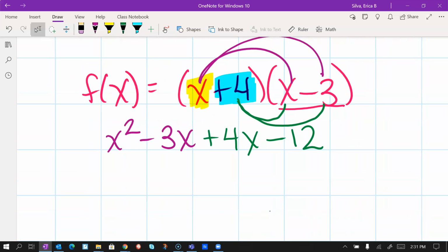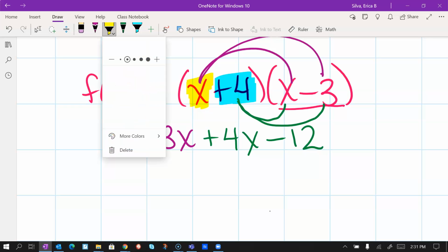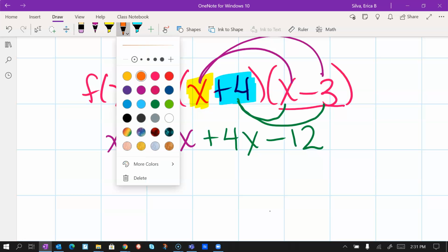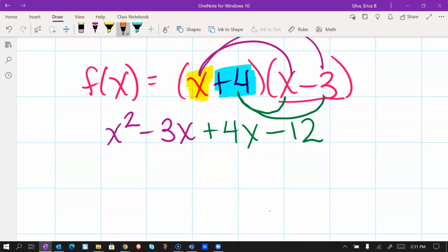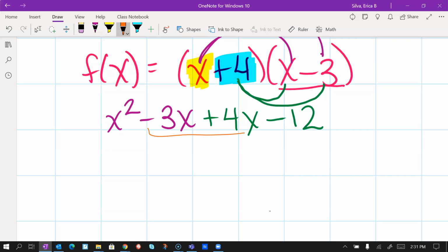Any questions so far? All we're doing is multiplying. x times x, x times negative 3, and then 4 times x, 4 times negative 3. And then we're going to combine like terms. Most of the time, the ones that we're going to combine are nice and together in the middle. So when we add those two together, we get negative 3x plus 4x, and that gives us a positive 1x.